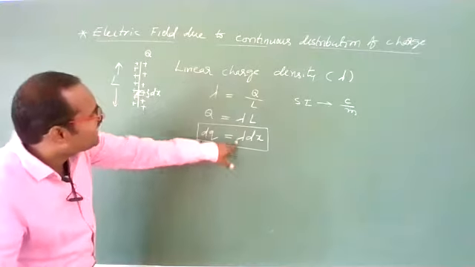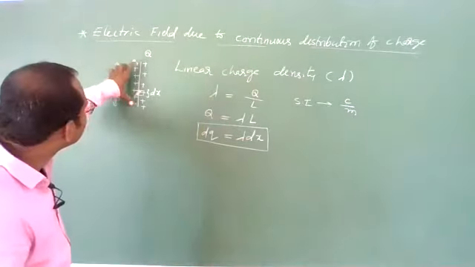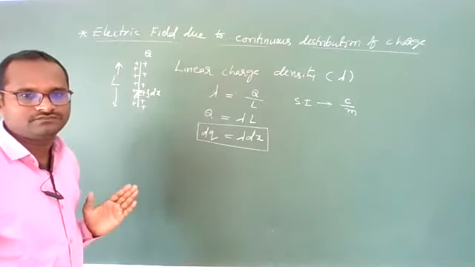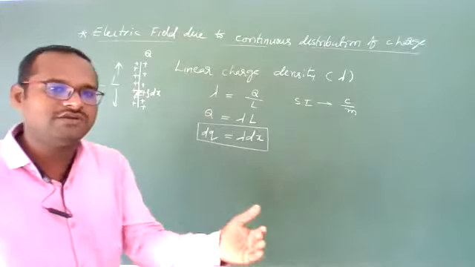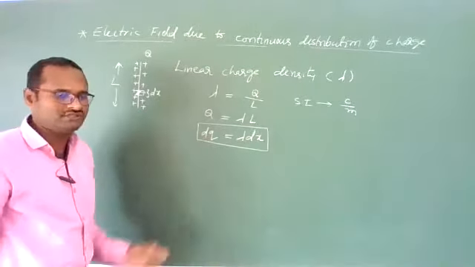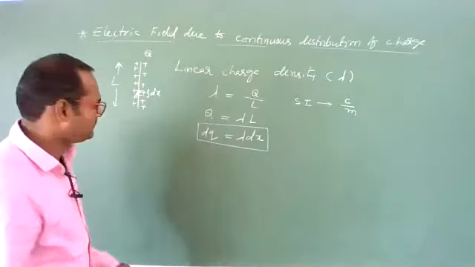Here lambda means Q by L. It will be a constant value throughout the length of this rod. In some problems the lambda value is also given as variable. That is for JEE Mains and Advanced students; that is not required for you now. If such a problem comes, we will solve that type of problem also.